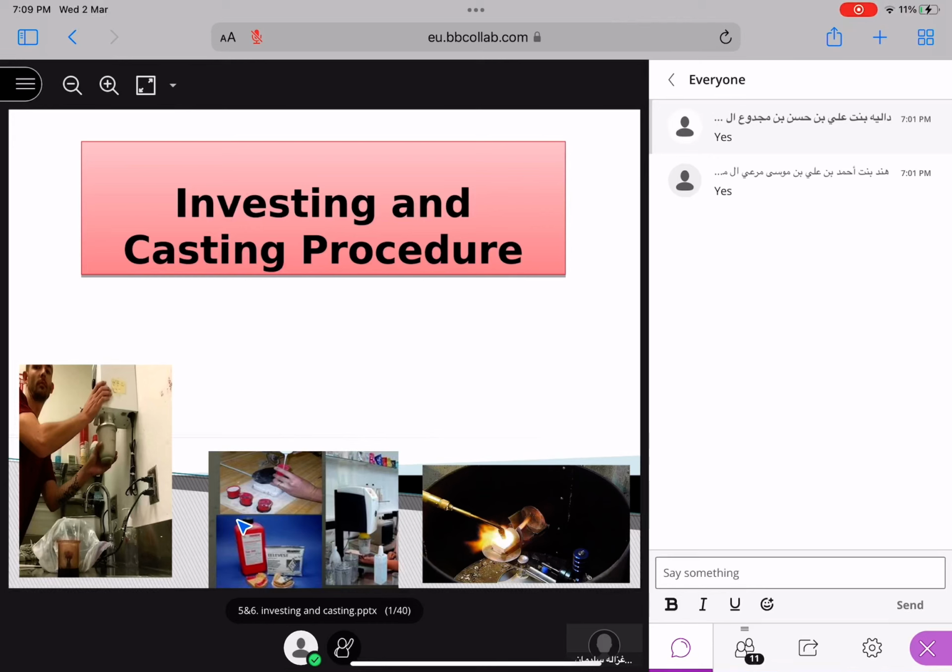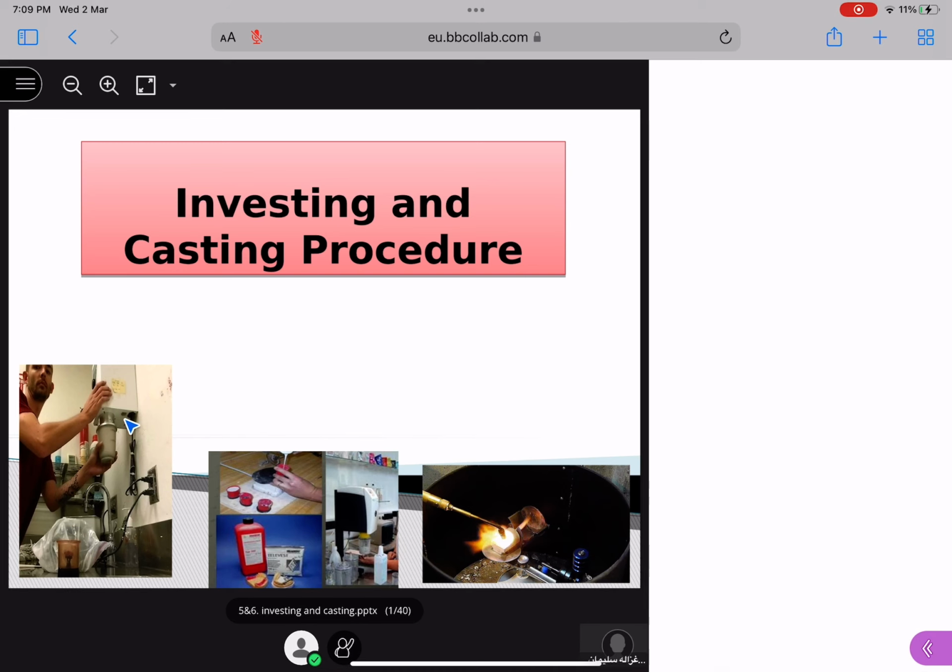Last time we did not have the lecture in week 6. In week 5, we discussed the investing and casting procedure. This investing, if you see these three pictures, these are very important.